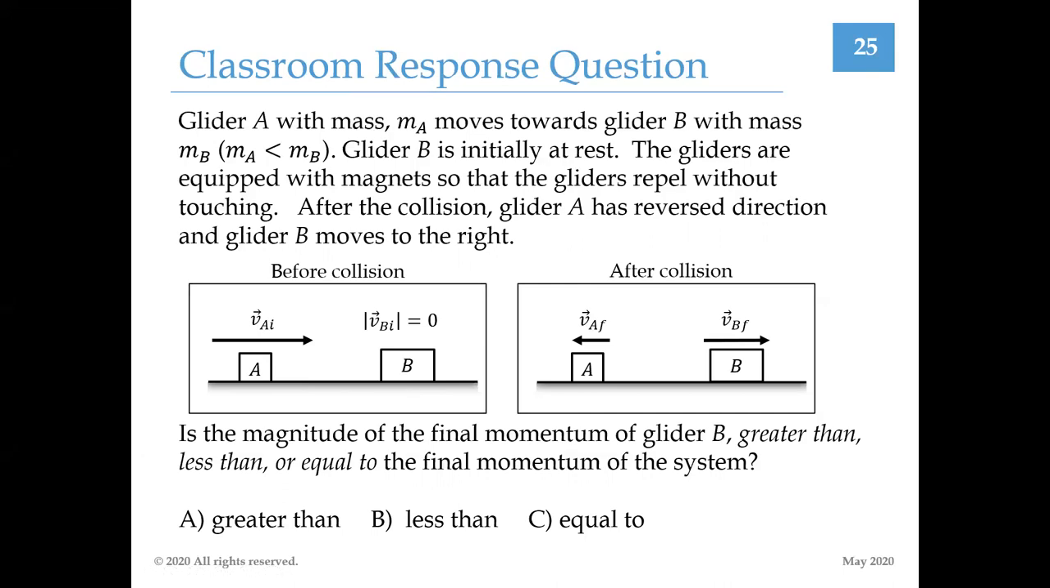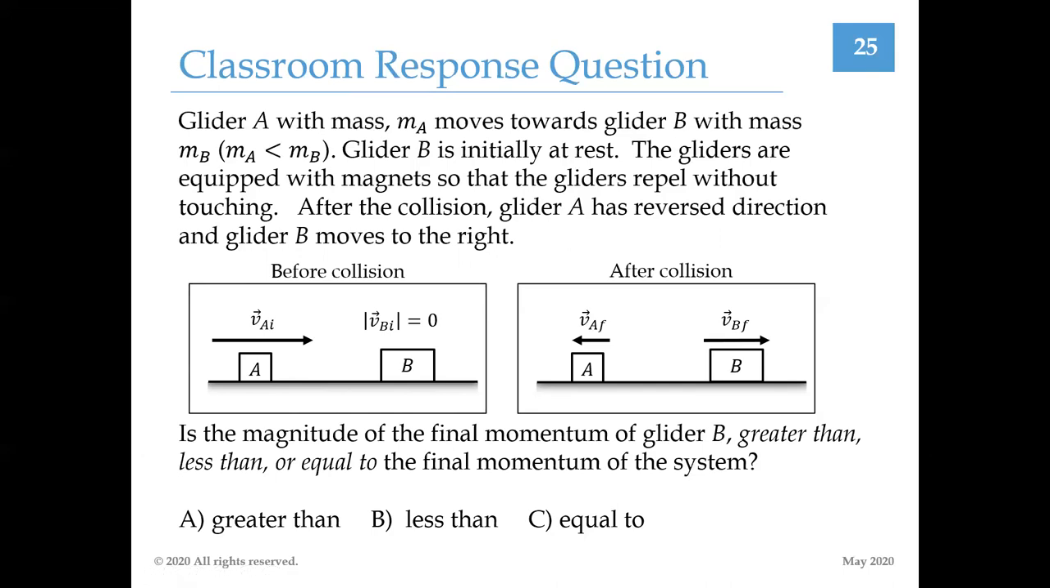Now we look at after the collision. We now have block A moving to the left at some velocity A. We have block B moving to the right at some velocity BF, meaning the final velocity for block B. So we're trying to figure out, is block B moving with a greater momentum than the total system? Another way we could think about this is, does the momentum that block B has after the collision, is it larger than what the total momentum was before the collision? That's kind of a weird question to think about at first, but we could just do it mathematically.